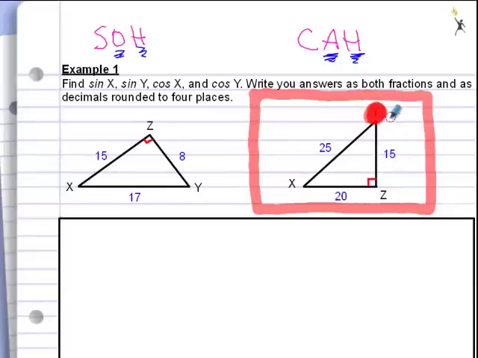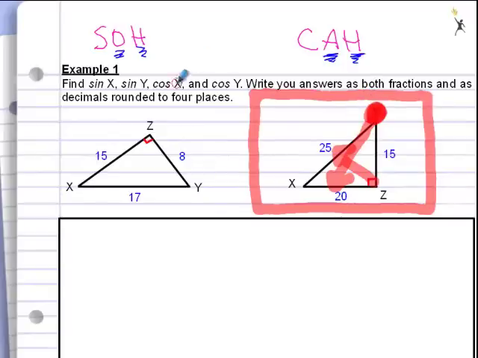Now we're still doing sine, which is opposite over hypotenuse. The opposite side of angle y is 20. The hypotenuse we've already identified as 25, which means that we get the fraction 20 over 25. But again, this fraction can be reduced, and the number 5 goes into both again. If you divide both top and bottom by 5, you get 4 over 5. The fraction 4 over 5 as a decimal is 0.8. So for the sine of angle y, you should have had 4 over 5 and 0.8.